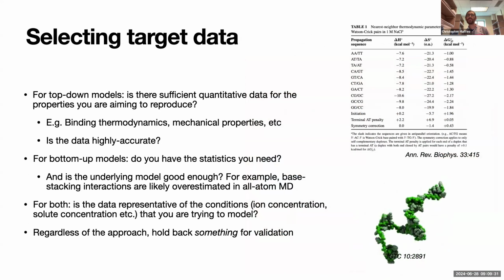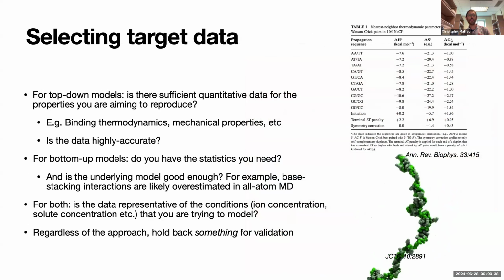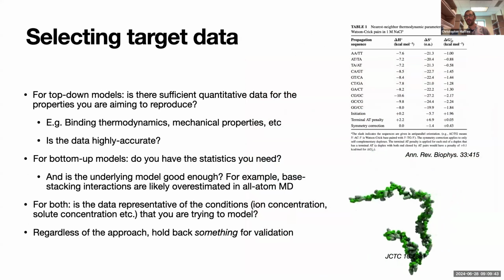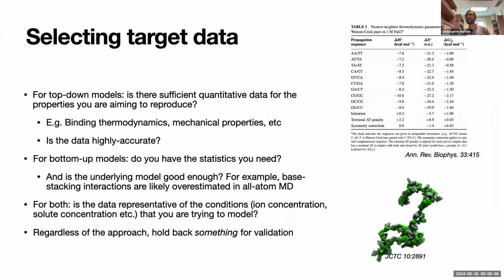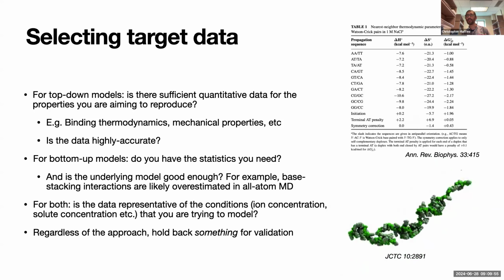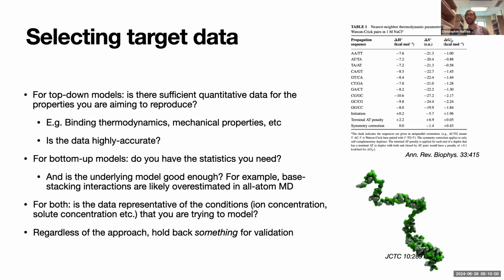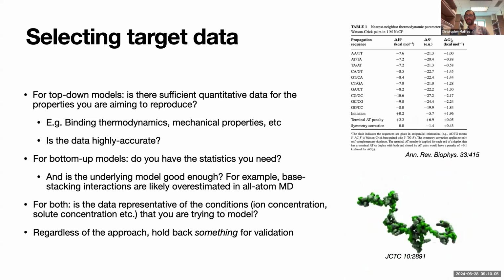For top-down models, you're going to have to ask if you have enough data from experiment, and if it's reliable enough to use. A good example, and one that's been successfully applied in the case of the oxDNA model, which Himani will talk about especially later on, is the thermodynamics of DNA hybridization, which is summarized in this table in the top right.